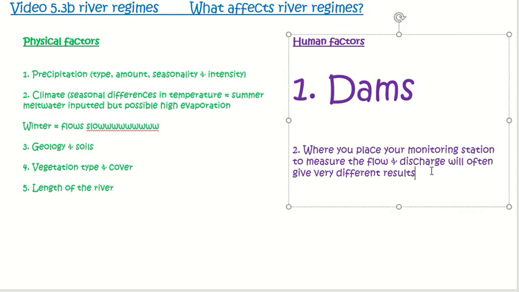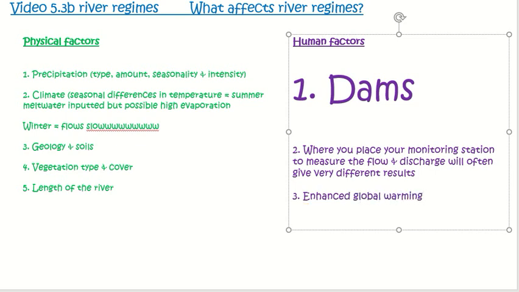The other thing which is affecting river regimes in certain parts of the world is enhanced global warming and climate change.